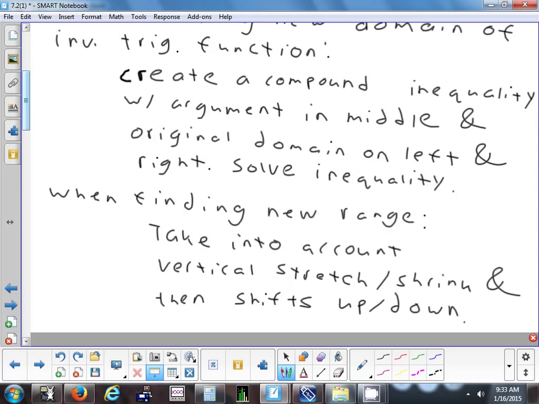Okay, let's say you shifted something up 1. If you had a range that was -3 to 3, and you shifted up 1, now it's going to go from -2 to 4. Each number gets shifted up 1. Okay, so we always do the stretch shrink first, and then we'll deal with shifting up and down.